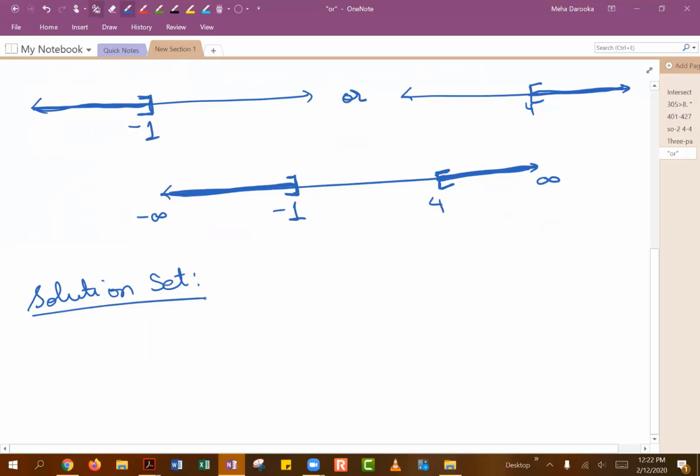Negative infinity, -1 bracket, and then you do the union symbol. Right, the union symbol, good. And then you would do bracket 4, and then positive infinity. Very nice. Again, infinity does not take brackets, so always use parentheses. We've got brackets on both -1 and +4, so you will have brackets.